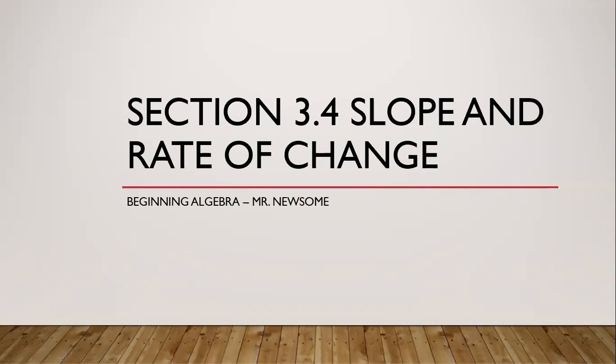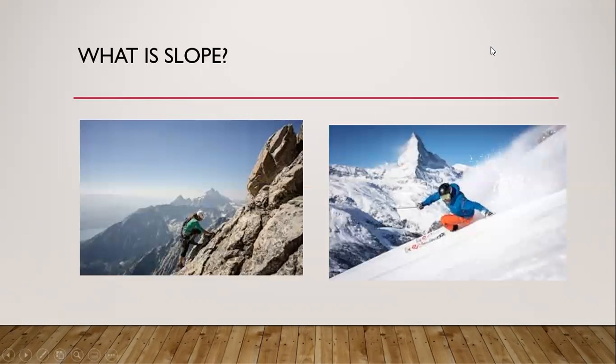All right. This is section 3.4, slope and rate of change. What is slope? So, slope is how much something changes over time. These two visuals give you an idea about slope.